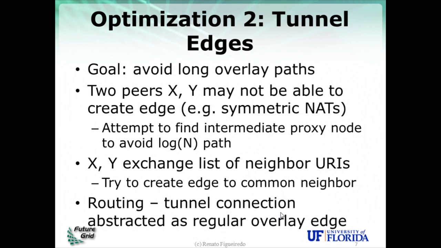The way this works is that X and Y, the two nodes communicating, will exchange a list of their neighbor URIs, and they'll try to find a common neighbor through which they can communicate. The connection that they create with this common neighbor is abstracted as what's called a tunnel edge, which looks like an edge between X and Y. The fact that it goes through an intermediate node is abstracted so it's not seen by the routing protocol. The edge connecting X and Y allows communication to happen as if these two nodes were directly connected.